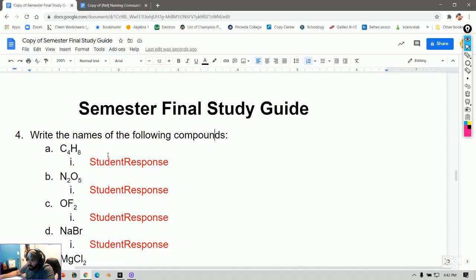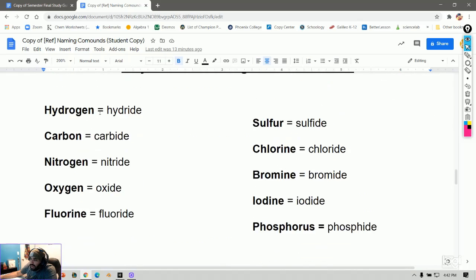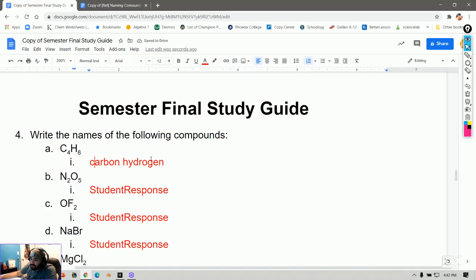So C4H8. I know C is carbon, H is hydrogen. So carbon and hydrogen. Now remember, the second element will always get its IDE name. So if we look on our reference sheet, the IDE name is right here, hydride. There are so few of these, you will eventually get them memorized. That's it, carbon hydride.